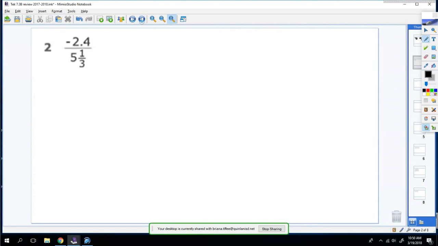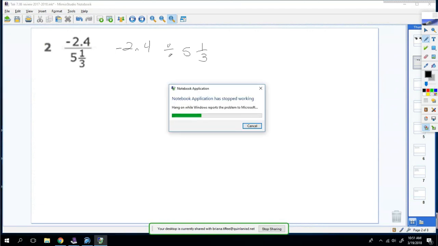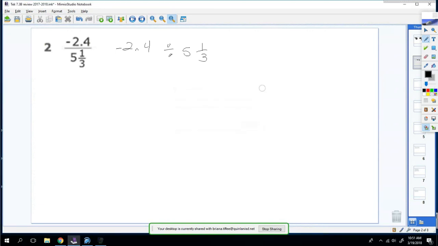Okay, next one. So this says negative 2.4 divided by 5 1/3. So another way to write this is negative 2.4 divided by 5 1/3. So the best thing to do is actually change this decimal to a fraction. So what you do is you just put over 10, 4 over 10, because 0.4 is in the tenths place. But 4 over 10 can actually be simplified down to 2/5.